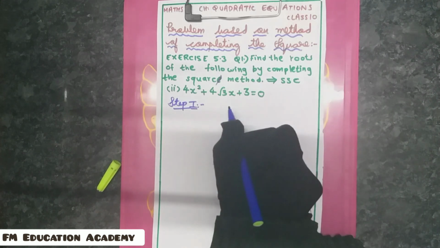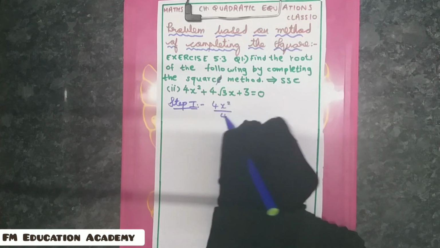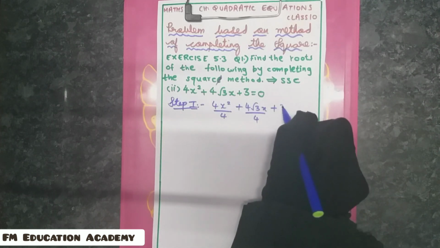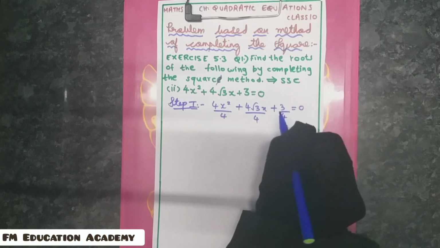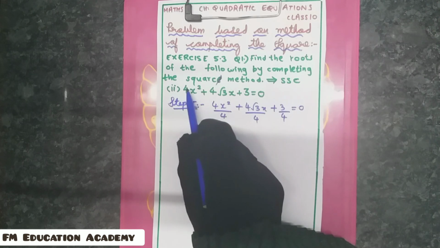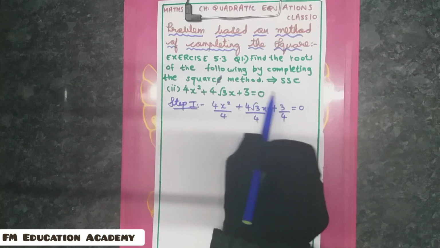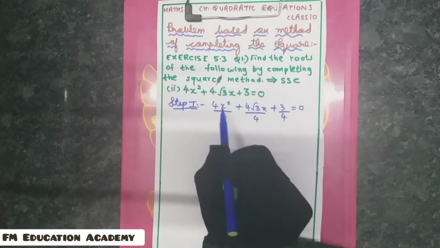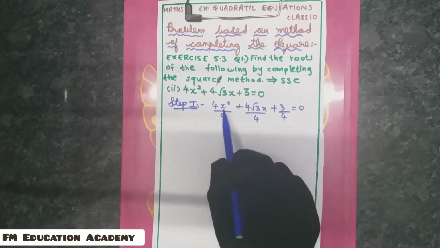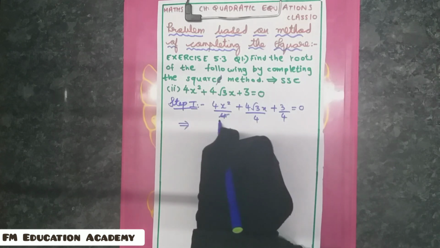Here, what we will do is 4x squared divided by 4, plus 4 root 3x divided by 4, plus 3 by 4 equals 0. This is my procedure of completing the square method. That is, I will make my coefficient of x squared 1. For that, I will divide all three terms by the coefficient of x squared. As the coefficient of x squared is 4 here, I am dividing all three terms by 4. So 4 ones are 4, 4 ones are 4.